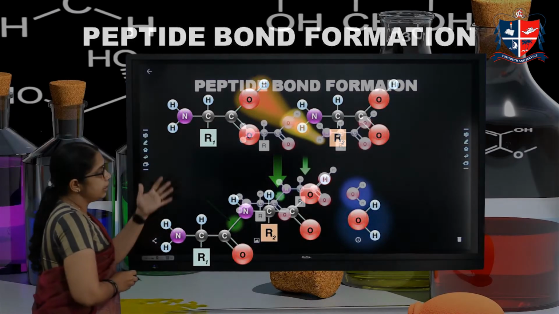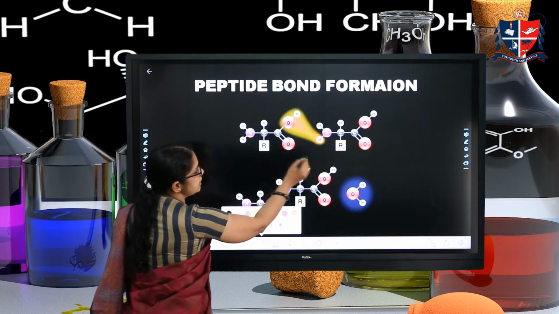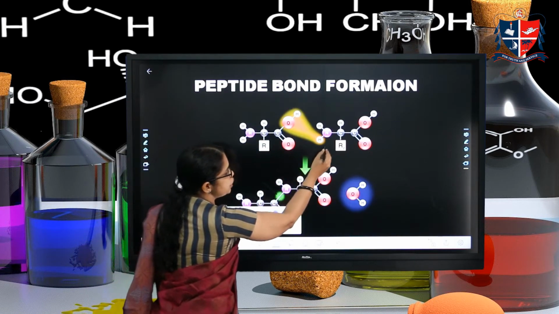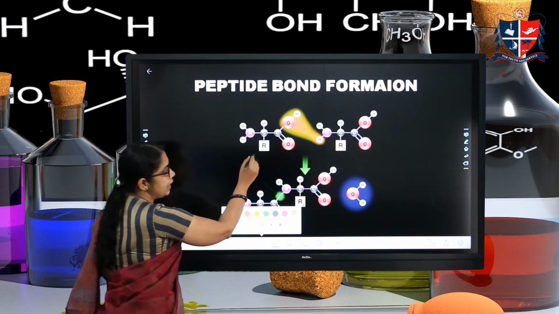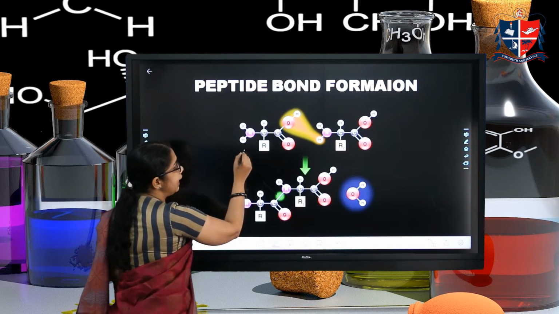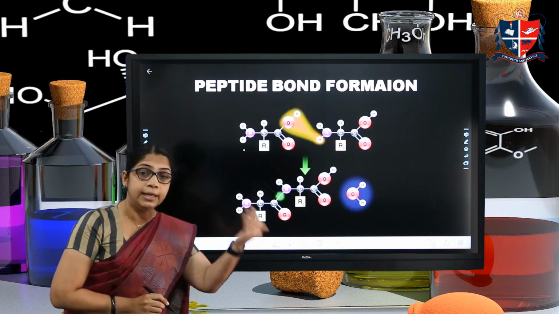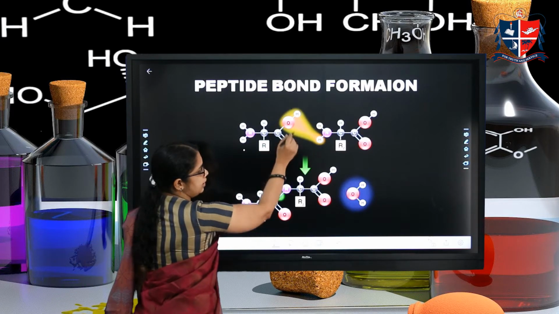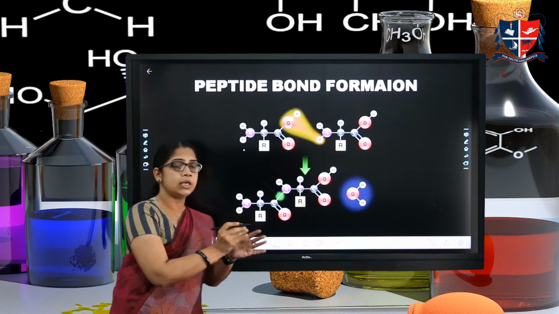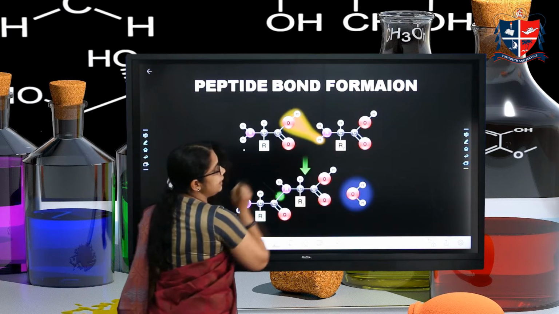Here you can see the peptide bond formation. This is one amino acid, NH2, CHR1, COOH. This is another amino acid, NH2, CHR2, COOH. The NH2 end is called the N-terminus, and the COOH end is called the C-terminus. So for an amino acid, there is an N-terminus and a C-terminus. And the C-terminus reacts with the N-terminus.